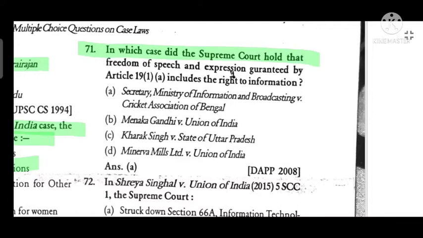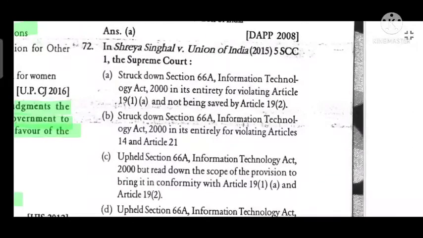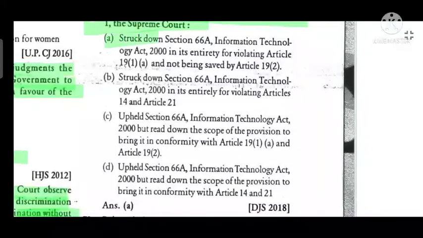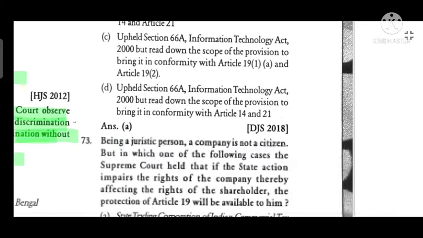In which case did the Supreme Court hold that freedom of speech and expression granted under Article 19(1)(a) includes the right to information? Secretary, Ministry of Information and Broadcasting versus Cricket Association of Bengal. In Shreya Singhal versus Union of India 2015, the Supreme Court struck down Section 66A of the Information Technology Act entirely as violative of Article 19(1)(a) and not saved by Article 19 clause 2.